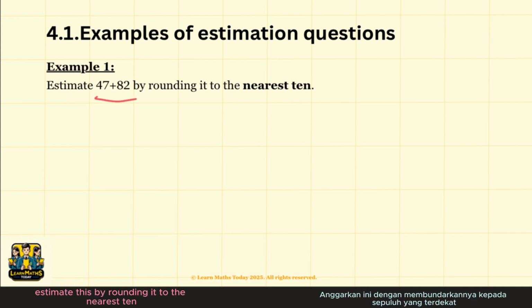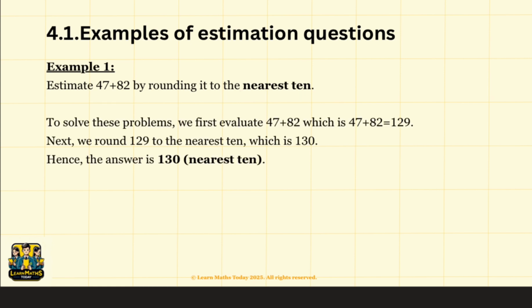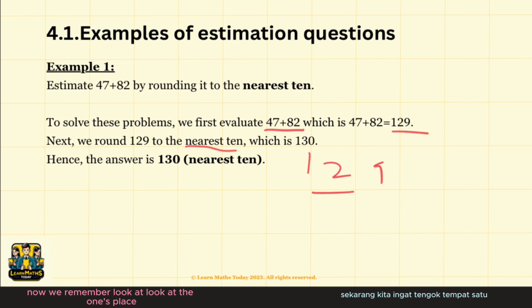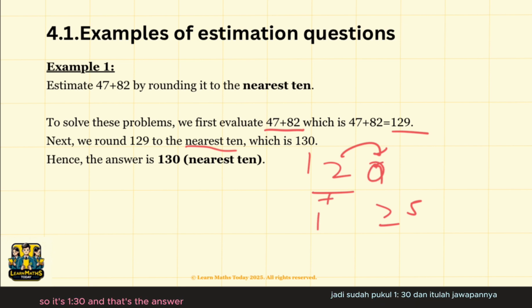Estimate this by rounding it to the nearest 10. To solve these problems, we first evaluate this summation, which is 1 to 9. Next, we round it to the nearest tens. Now we remember to look at the ones place, and since it's bigger than 5, we add 1 to the 2, and we change this to 0, so it's 130. And that's the answer.